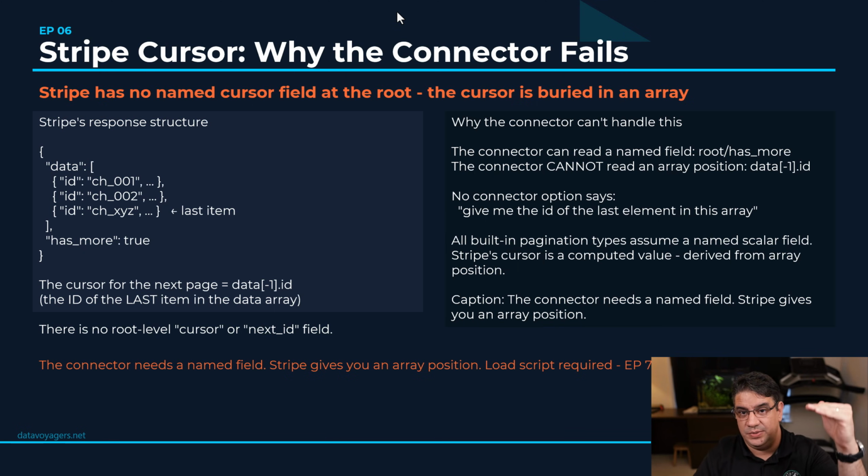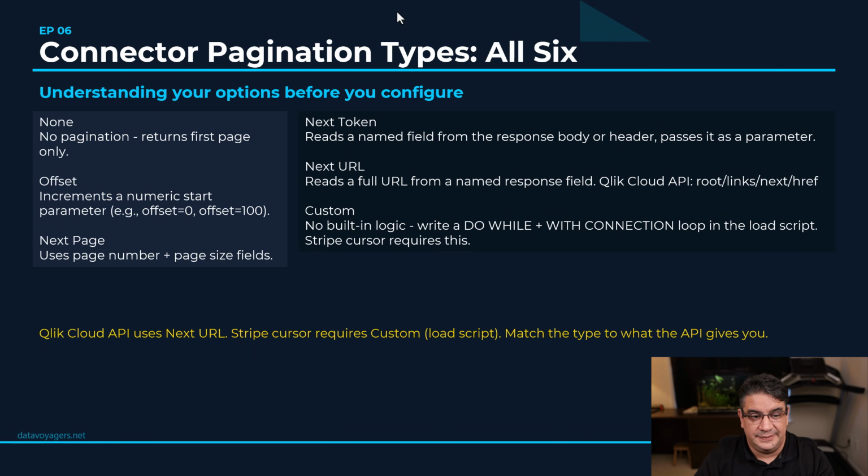You can have multiple steps, and this kind of pagination also requires multiple steps. Okay. All right. So what are the paginations supported by Qlik? You have none, offset, next page, next token, next URL, and custom. Custom is pretty much okay. Custom and none are the same thing, right?